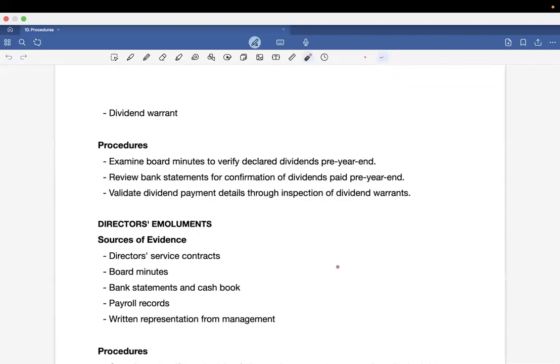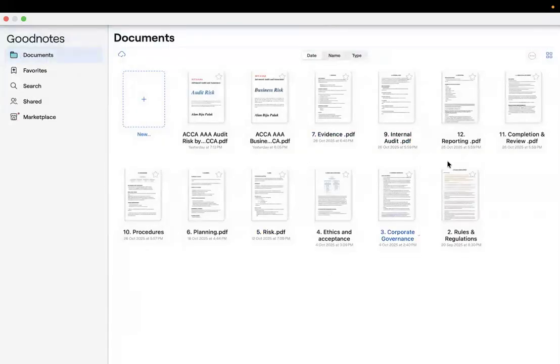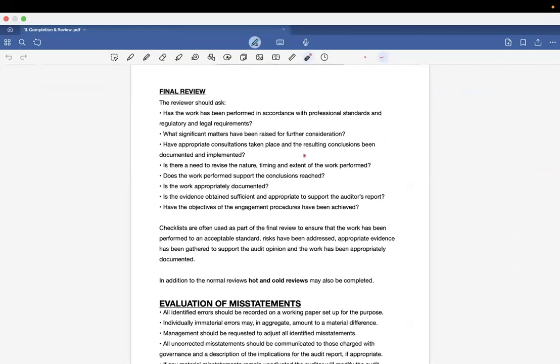For the sake of theory, it is a small chapter. For the sake of doing problems, it is a big chapter. We'll move on with the next chapter, the 11th one, completion and review.